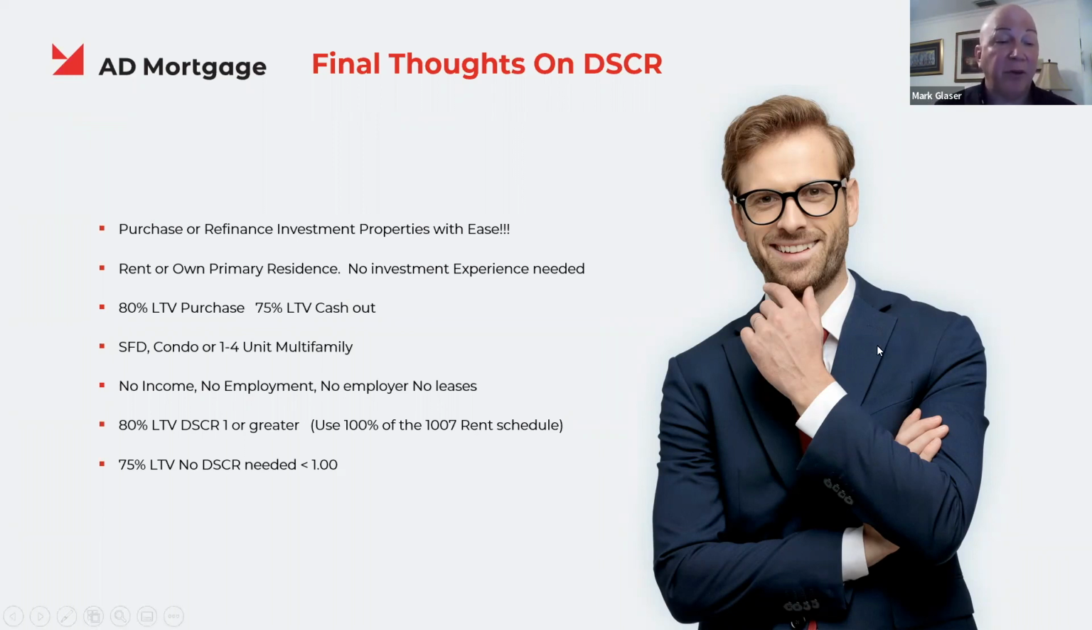80% loan to value purchase, 75% cash out. We do 1 to 4 units, multifamily, single family, condos. Once again, on the 1003, no income, no employment, no employer, and no leases are required. And the final review, 80% loan to value. The rent must equal the mortgage or greater, and at 75, the DSCR less than 1 is fine. Doesn't have the debt service.